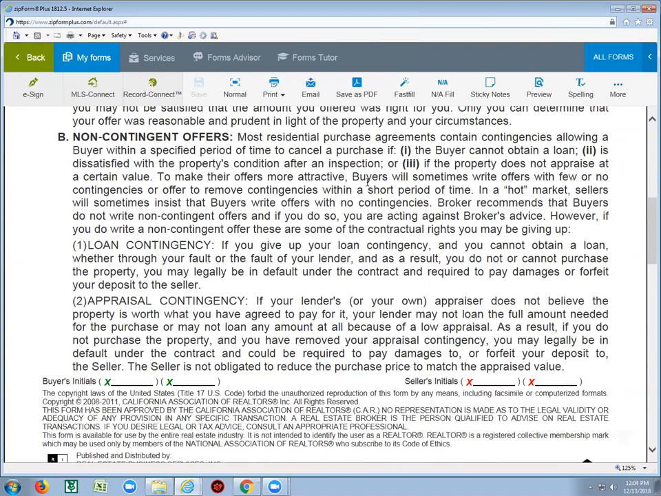And as a result, if you do not purchase the property and you have removed your appraisal contingency, you may legally be in default under the contract and could be required to pay damages and forfeit your deposit to the seller. The seller is not obligated to reduce the price to match the appraisal value.